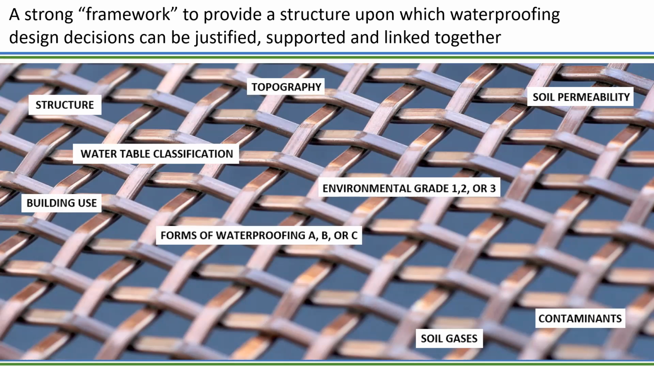Forms of waterproofing, type A, B or C. We'll go into this in more detail, but generally speaking, type A waterproofing is a barrier that's applied separately to the structure to keep water out. So tanking, I guess it would be known as. Type B is when the structure itself provides a waterproofing system. So think in terms of in situ reinforced concrete with an additive in, water bars, that kind of thing.